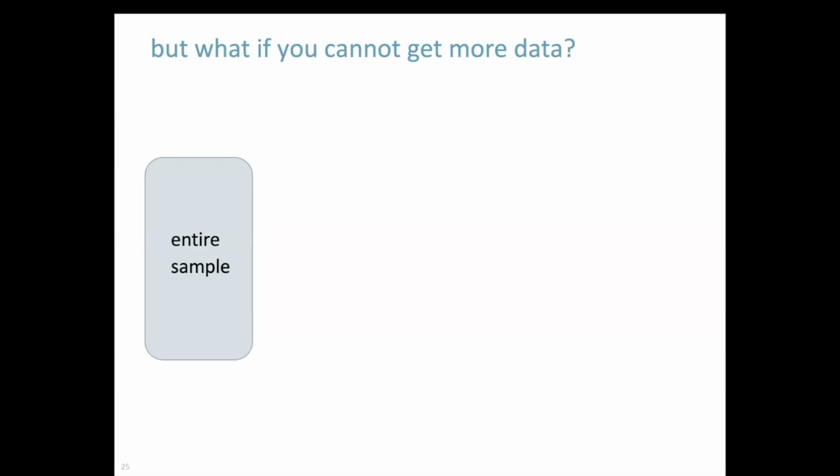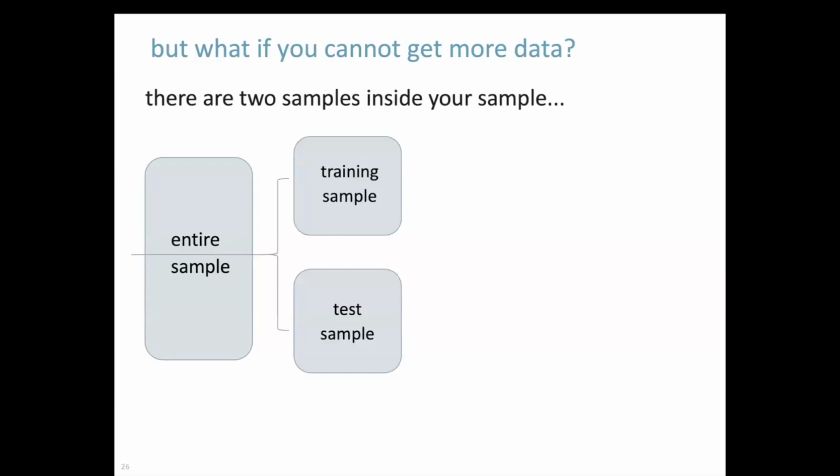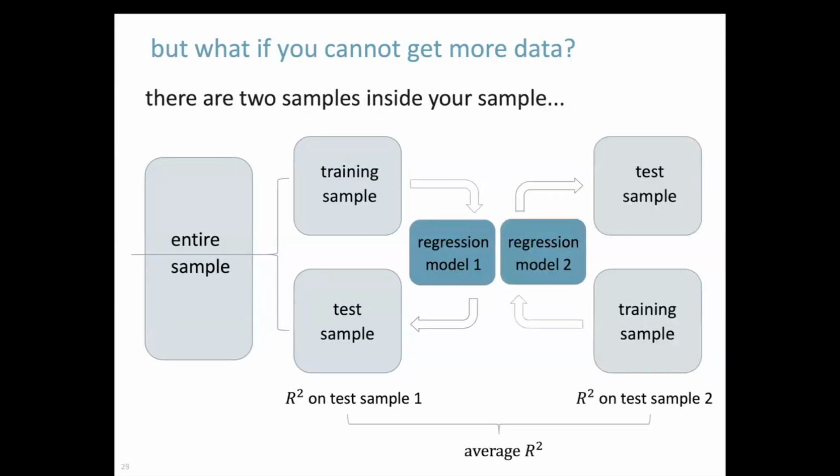The answer is you always can get more, because you can take your sample and split it in two, and now there's a training sample and a test sample from the sample you started with. You can train a regression model on one half and test it on the other one. You can do the same the other way, take it on average, and now you know how the model actually did. It's always possible to do this.